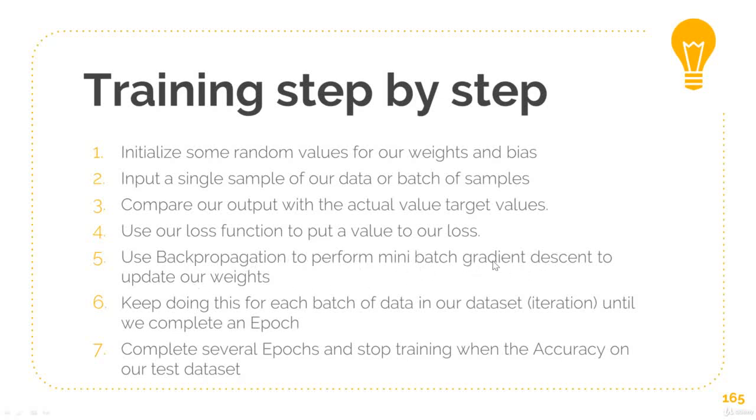Now, it doesn't have to be mini batch gradient descent. It can be stochastic gradient descent or naive gradient descent, but mini batch is perhaps the best. And then we keep doing this for each batch of data in our data set. Each time we process a batch, it's called an iteration, until we complete one epoch, which means that all our training data was fed into our model, and we used backpropagation to update the weights. And then we just keep performing more and more epochs and stop training when accuracy on our test data set stops increasing.